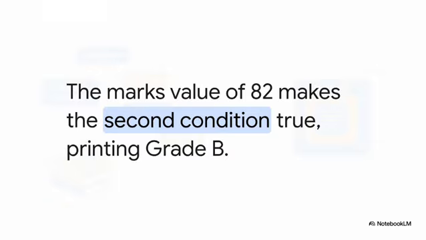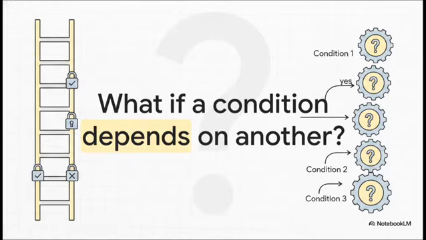Manam oka integer declare chestam, int marks equals 82. The first if condition fails kabatti, it checks the next else if. Since marks greater than or equal to 75 is true, the program prints grade B and immediately exits the ladder. Exactly ide if-else ladder in action. It's literally that simple. Now that ladder is perfect for independent options.